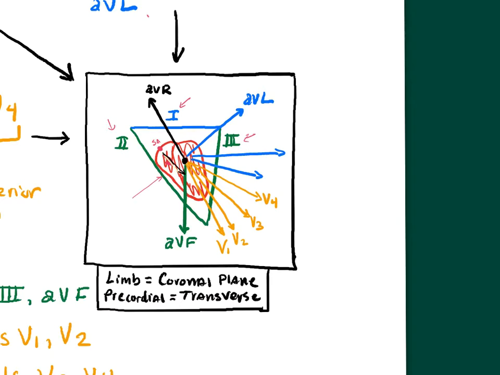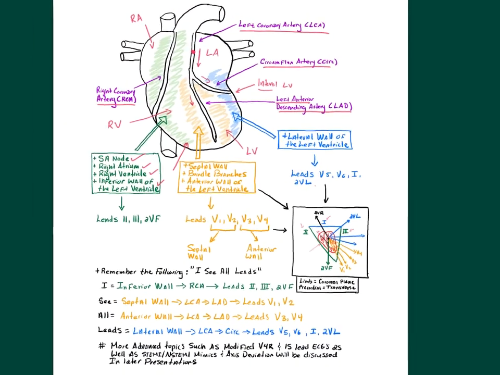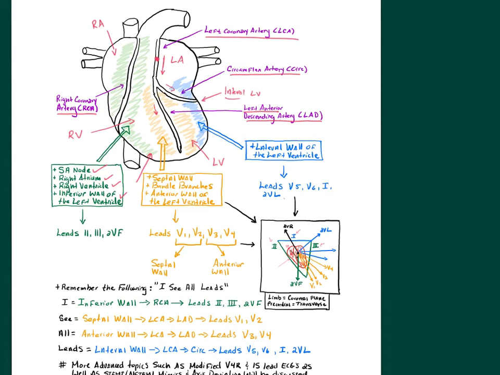And so what I've done here is I've color-coded these for you guys. You see the green there? Green is all right, okay? The 3 leads that look primarily at the right side of the heart, the right coronary artery, are 2, 3, and augmented vector foot, AVF. You guys okay with that?